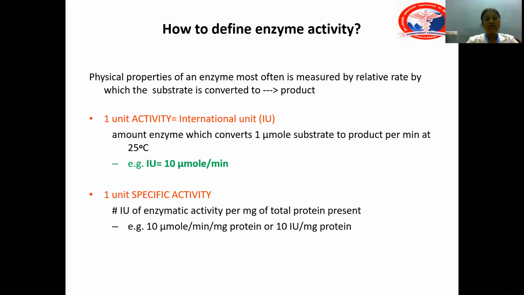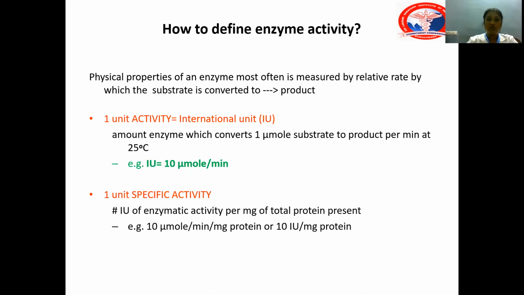The physical property of an enzyme is most commonly measured by the relative rate at which the substrate is converted to product. So 1 unit of activity is equal to 1 international unit. It is the amount of enzyme which converts 1 micromole of substrate to product per minute at 25 degrees Celsius. So what is 1 international unit?